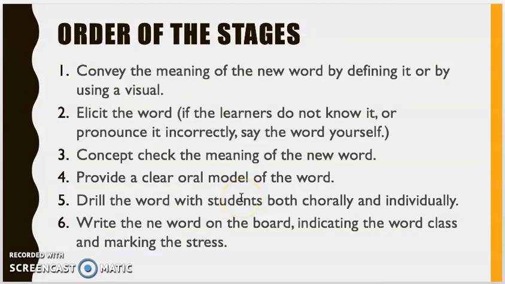Well, here's the order of the stages. Well, firstly, you're going to convey the meaning of the new word by defining it or by using a visual, for example. And again, students, you need to make use of a tool in order to convey the meaning. It may be a definition, it may be a picture, realia, right? And once, for example, once you show the picture, number two, you're going to elicit the word. And if the learners do not know it or pronounce it incorrectly, say the word yourself. Now again, it's important here to give students some time to think, some sort of thinking time, right?